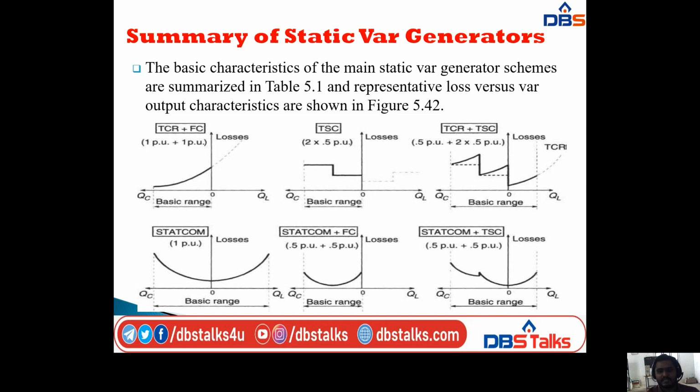And coming to TCR and TSC, the diagram is like this, loss versus output of var generators. Here the waveform is also in a step-like manner but in a different way. Here the losses are 0.5 per unit plus 2 into 0.5 per unit. So the TCR consists of 0.5 per unit losses plus the TSC consists of 2 times 0.5 per unit. Here the basic range of the losses is between both regions, the capacitor and inductor regions.